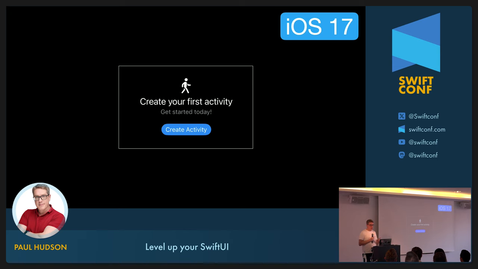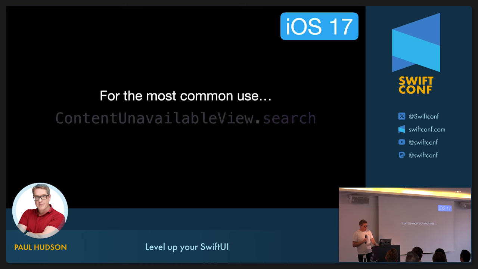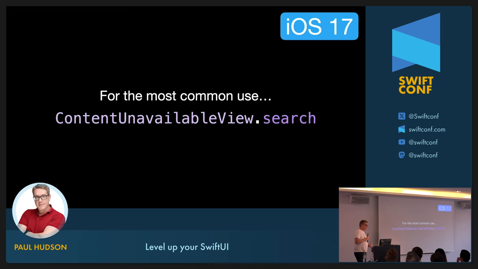And best of all, for the most common use, searching, you can just say unavailableview.search. And it'll check the view hierarchy to find the nearest search bar, yoink the text from that, and display it automatically in your UI. Now, in this app, we have three sections, food, drinks, and activities. So I'm not going to use that here. I'll use a slightly more custom version here.